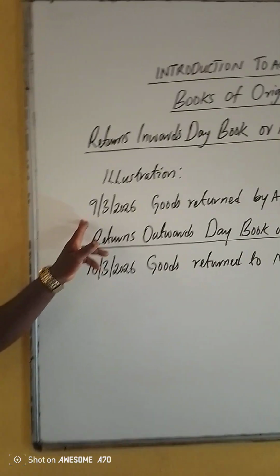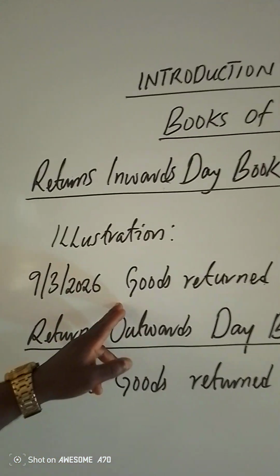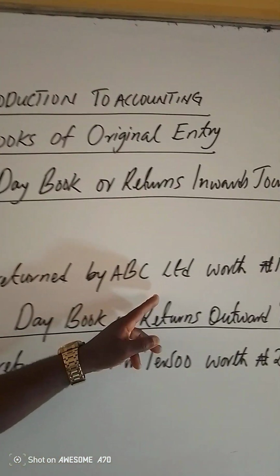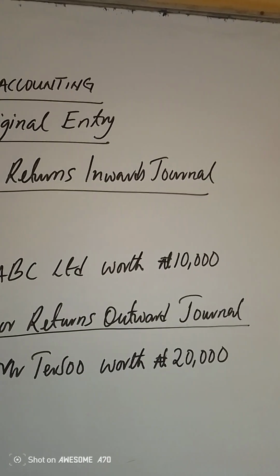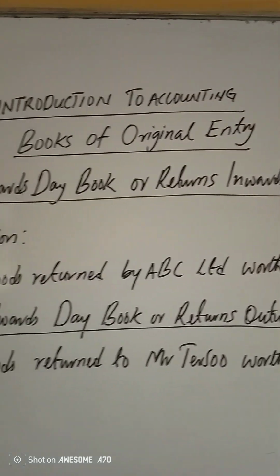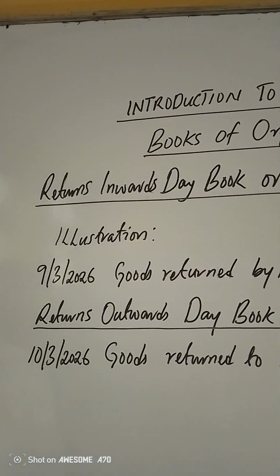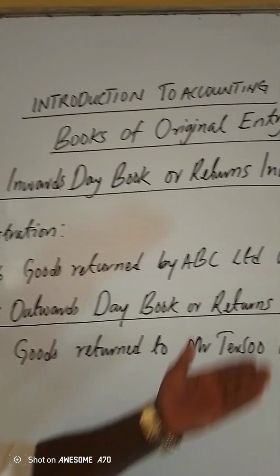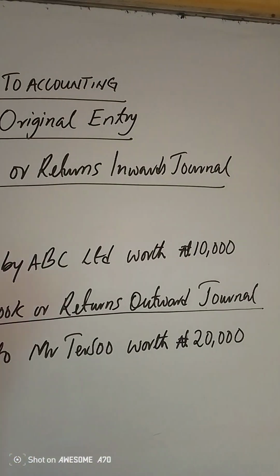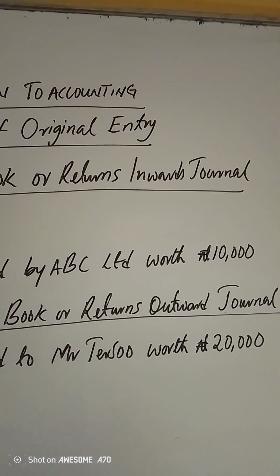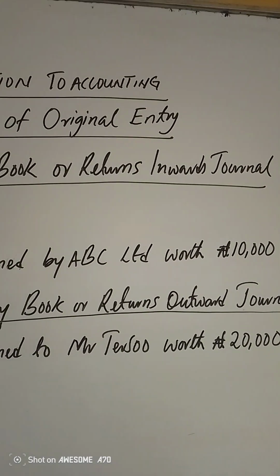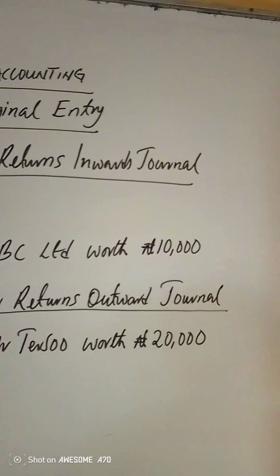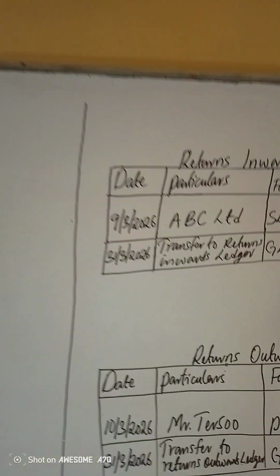Look at the 9th of March 2026, goods returned by ABC Limited 10,000. Record that goods were sold to ABC Limited on credit. So ABC Limited decided to return some of the goods worth 10,000. These are the transactions that you record in the return inward daybook. Let's go where we demonstrate the return inward daybook.